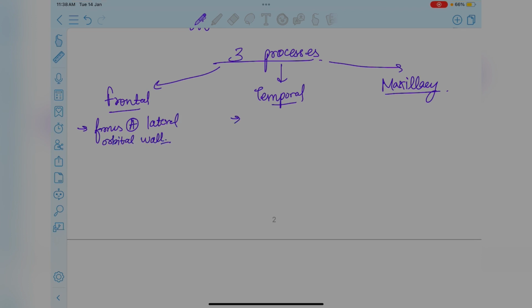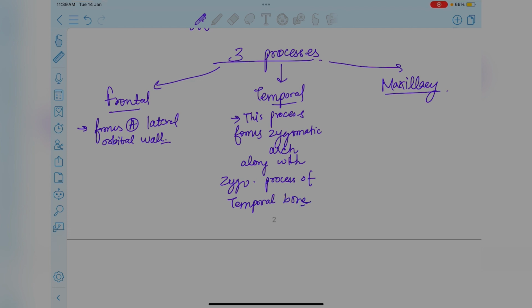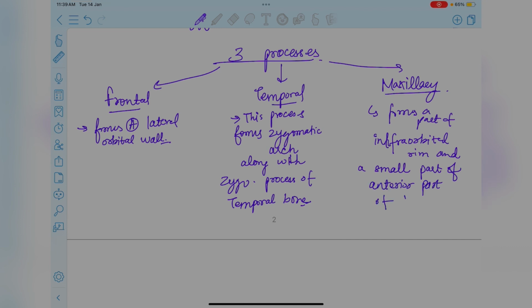The temporal process forms the zygomatic arch along with the zygomatic process of the temporal bone, and the maxillary process forms a part of the infra-orbital rim and a small part of the anterior part of the orbital wall.